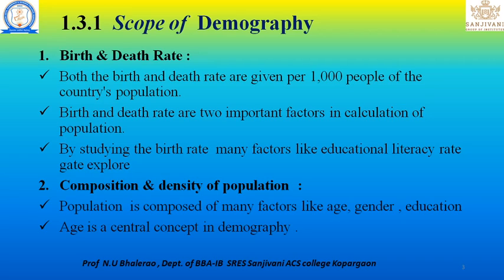Both the birth and death rate are given per 1000 people of the country's population. It is a standard statement used for any nation that the population and birth rate will be counted per 1000 people. So you have to remember it very carefully. Birth and death rates are two important factors in the calculation of population.